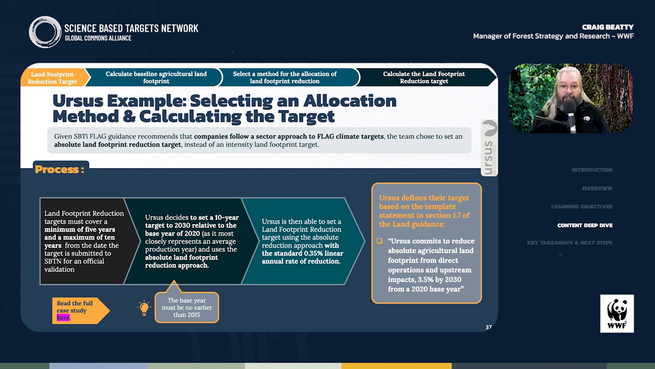Based off the template statement in Section 2.4 of the Technical Guidance, URSUS decides on the following commitment. URSUS commits to reduce absolute agricultural land footprint from direct operations and upstream impacts by 3.5% by 2030 from a 2020 base year. URSUS also uses the same approach to set a long-term 10.6% land footprint reduction target by 2050 relative to the base year 2020. And with this, we can move on to Target 3.